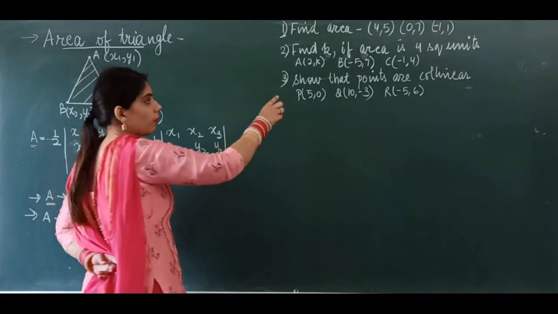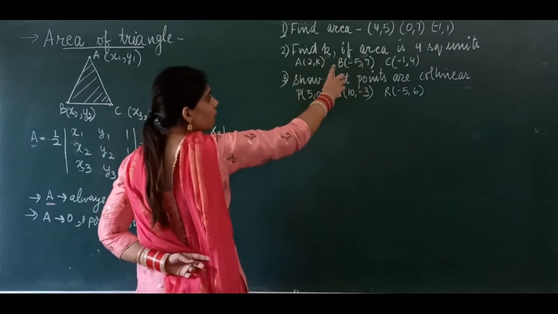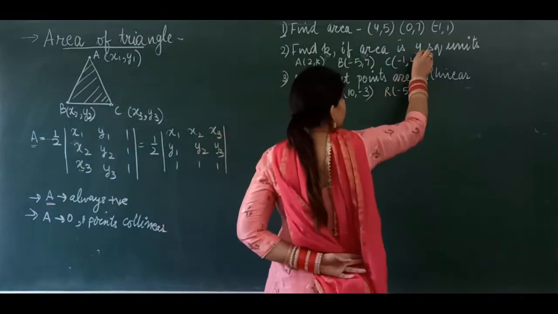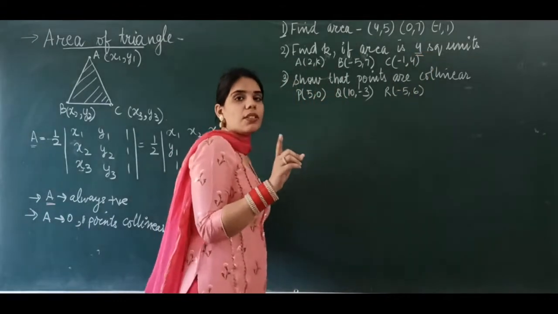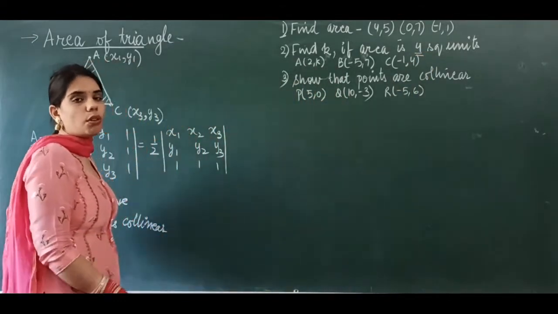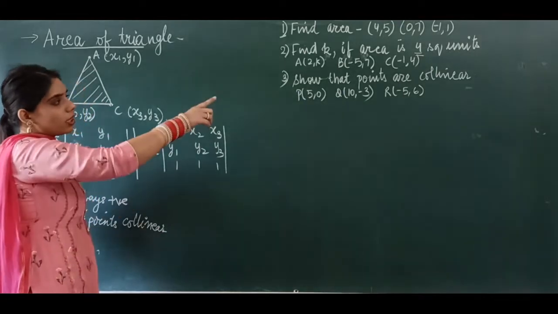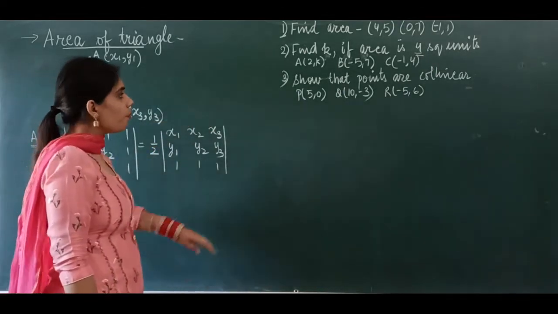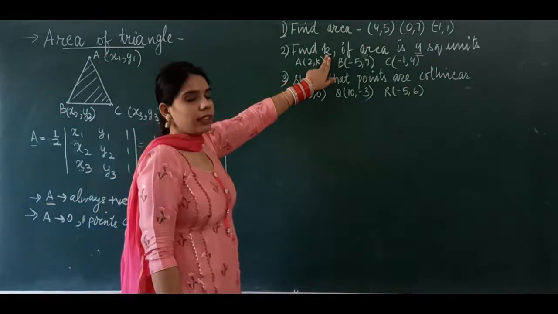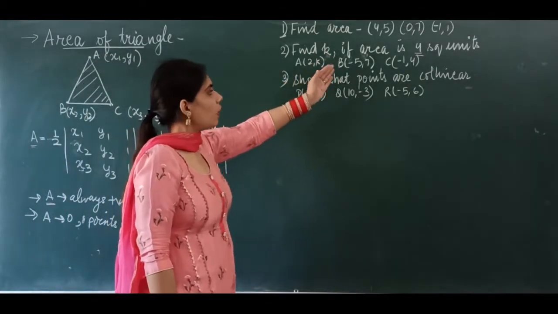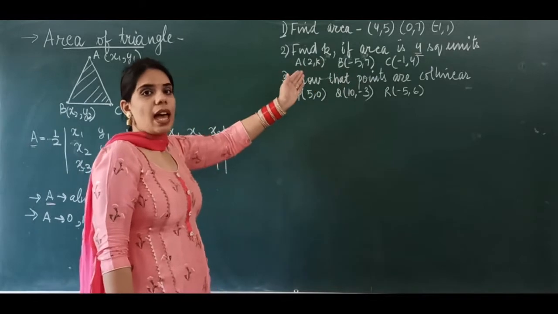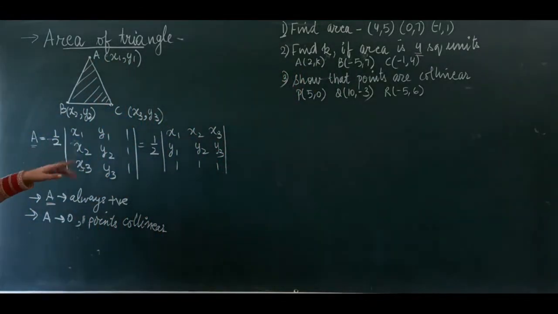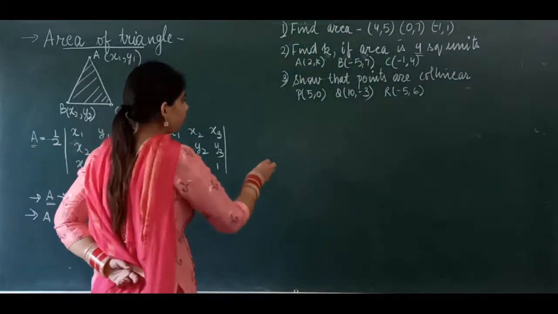Let's see question number 2. Find k if the area is 4 square units. So here I will consider both the positive as well as the negative value of the area. Why? Because we are finding k. The value of k can be negative as well as positive. So this is a very easy topic. Let's solve some of the examples.